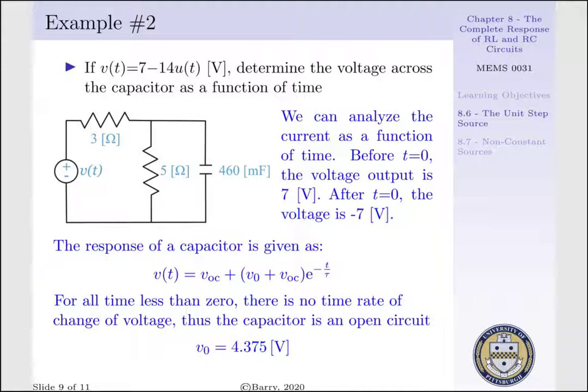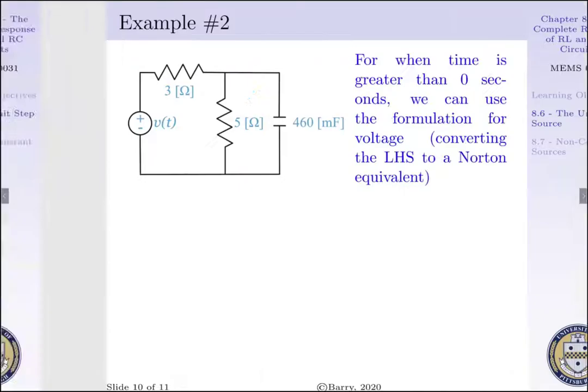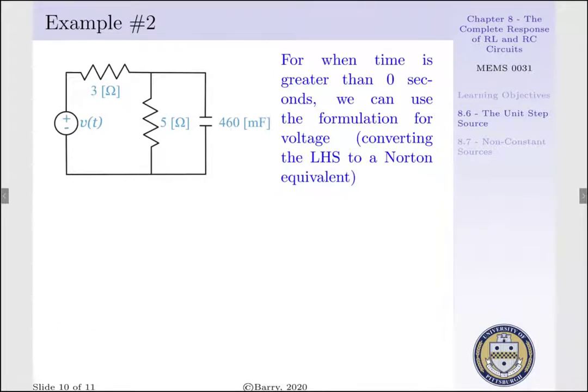Thus, we can say our initial voltage as a function of time is 4.375 volts. This voltage is merely the voltage drop across our 5 ohm resistor. Since our capacitor is an open circuit, that voltage potential is merely found via voltage division of series resistors. Now, when time is greater than 0 seconds, we can use the formulation for our voltage.